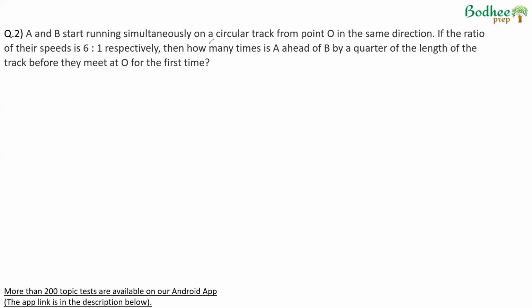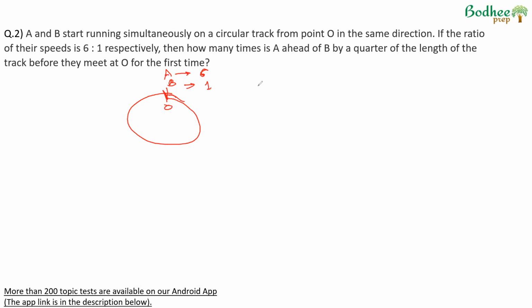A and B start running simultaneously on a circular track from point O, in the same direction. If the ratio of speeds is 6:1, respectively, then how many times is A ahead of B by a quarter length of a track before they meet at O for the first time?